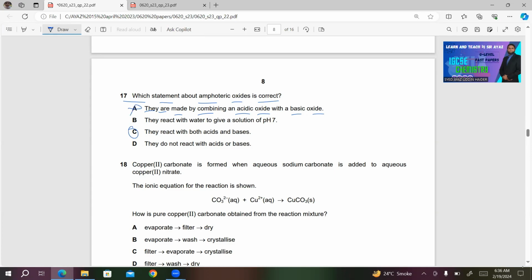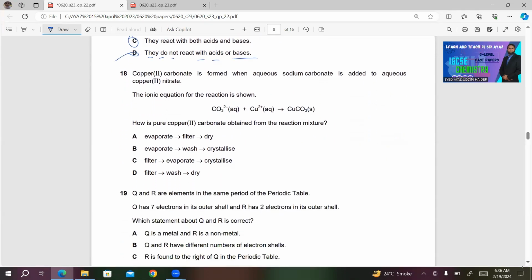Number B, they react with water to give a solution of pH 7. This is incorrect. They do not give a neutral solution. Number D, they do not react with acids or bases. This is also incorrect. As C is correct, you can see they react with both acids and bases.